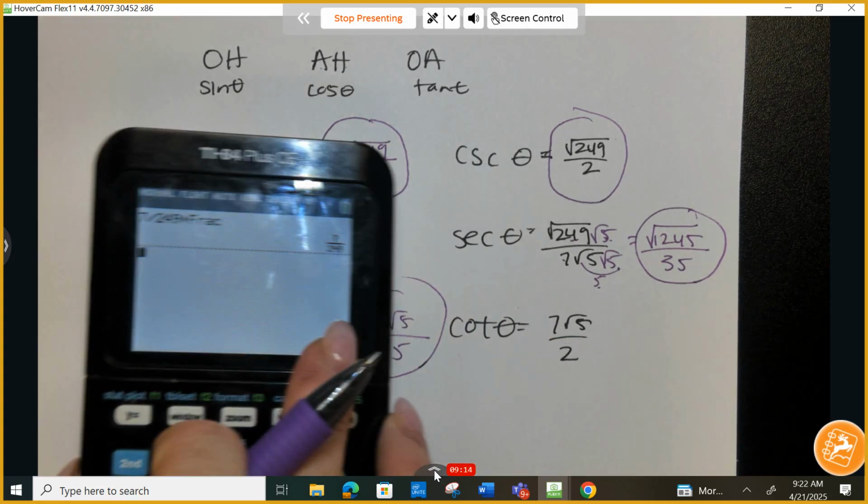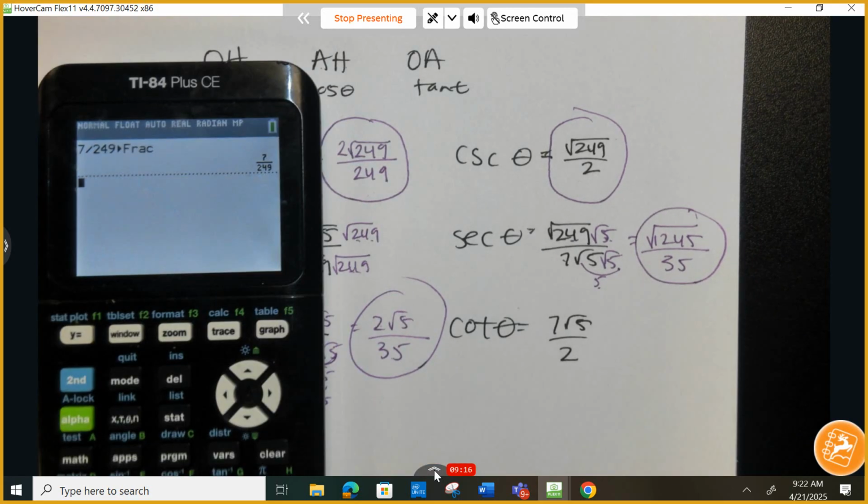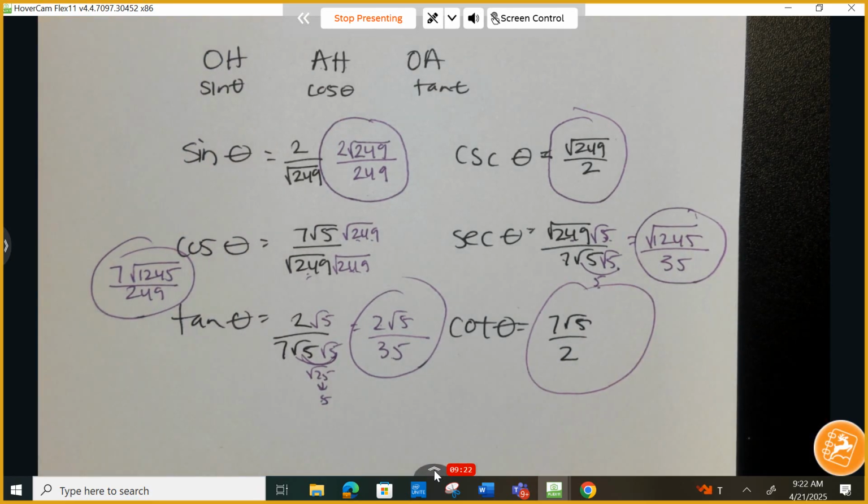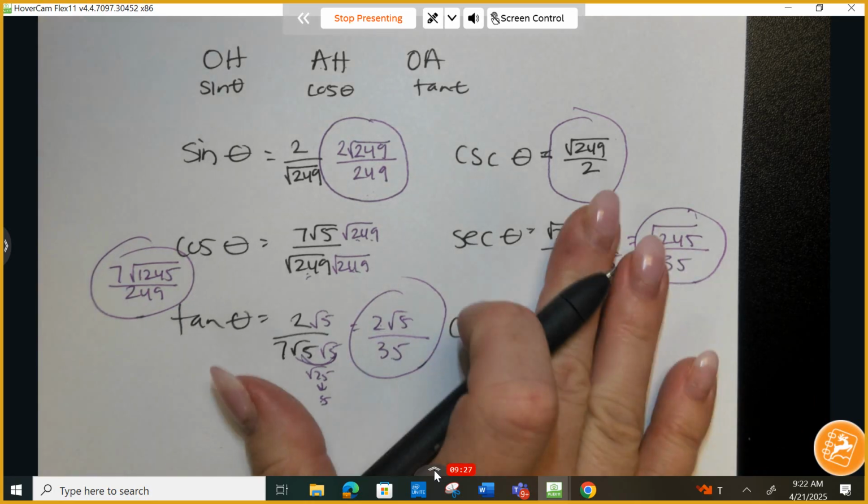And if you're like, well, how do I know they don't reduce? Well, take your calculator and take 2 divided by 35, hit math, fraction, enter, enter. We can see it does not reduce. Over here, it's already in proper form. If I stop now, I'm going to get this wrong. And here's the reason why.